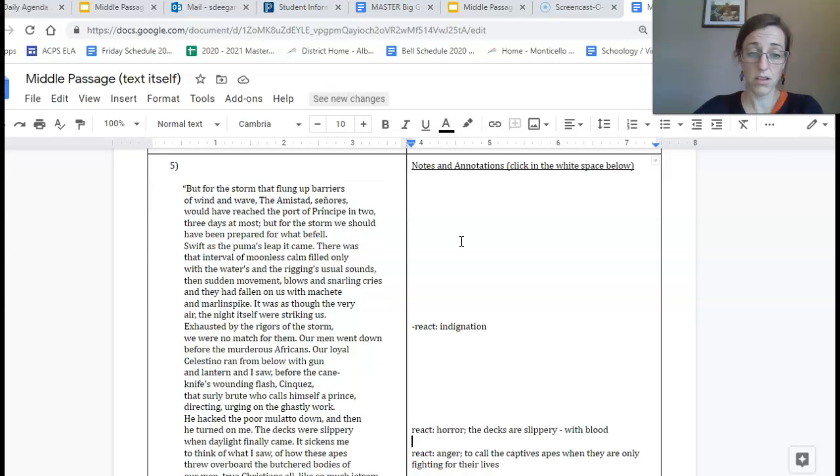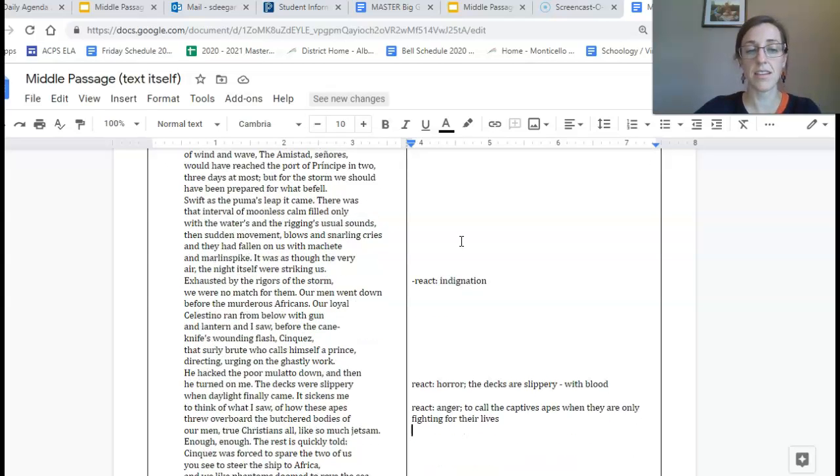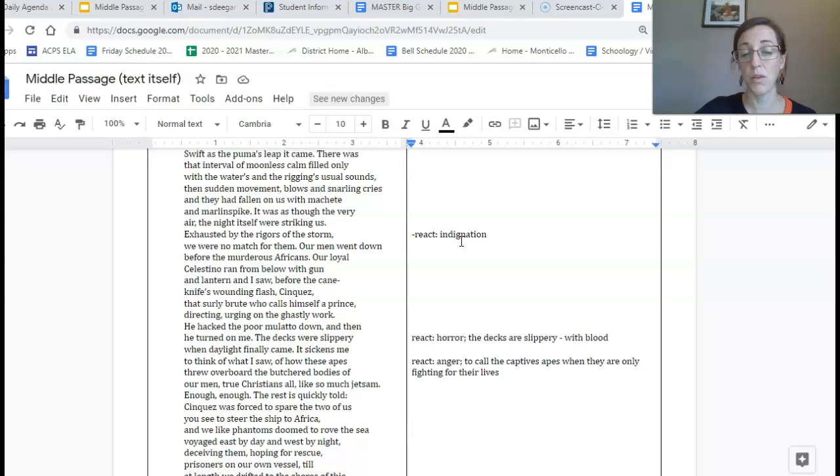Our loyal Celestino ran from below with gun and lantern, and I saw, before the cane knife's wounding flash, Cinques, that surly brute who calls himself a prince, directing, urging on the ghastly work. He hacked the poor mulatto down, and then he turned on me. The decks were slippery when daylight came. It sickens me to think of what I saw, of how these apes threw overboard the butchered bodies of our men, true Christians all, like so much jetsam.